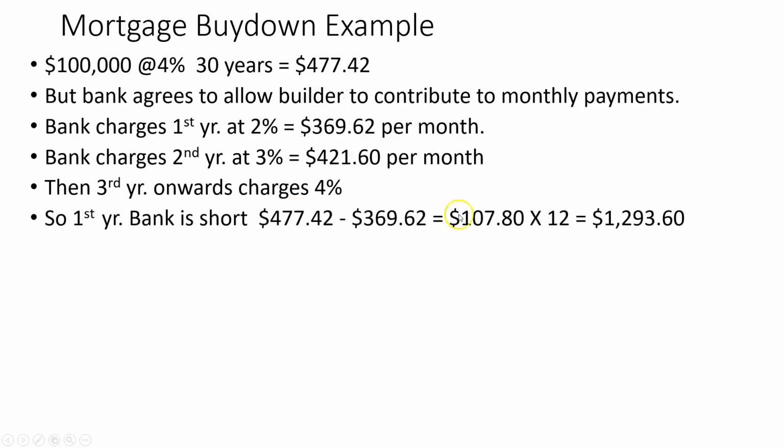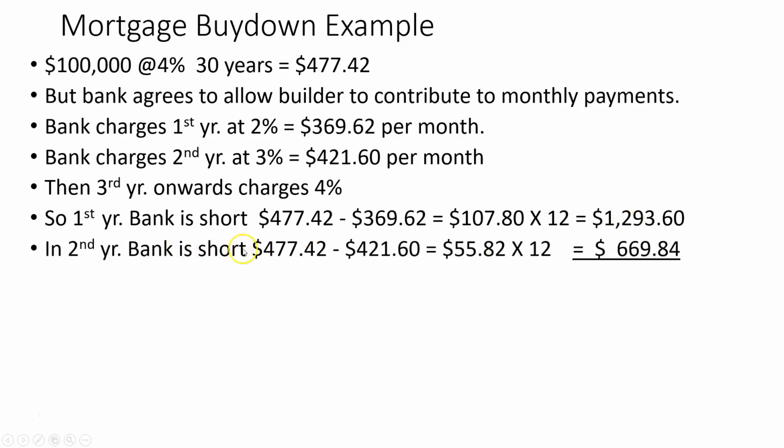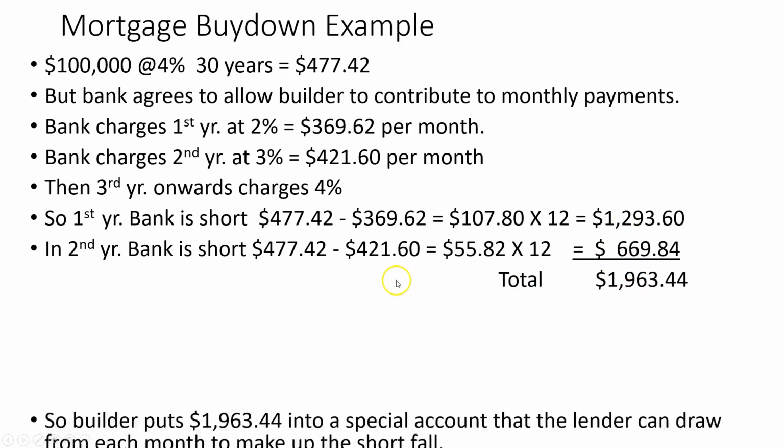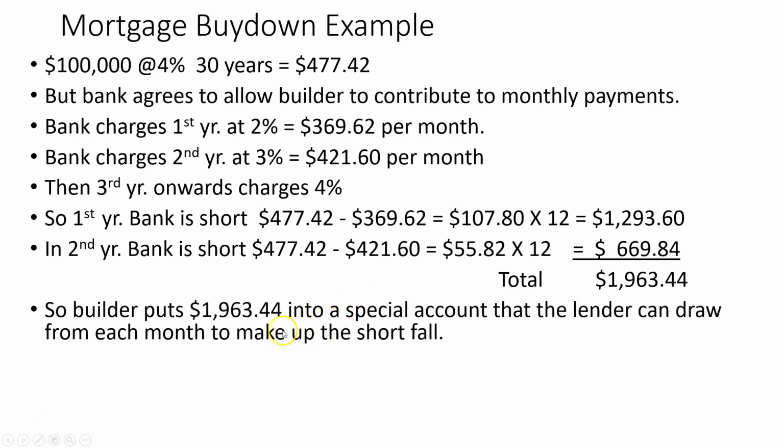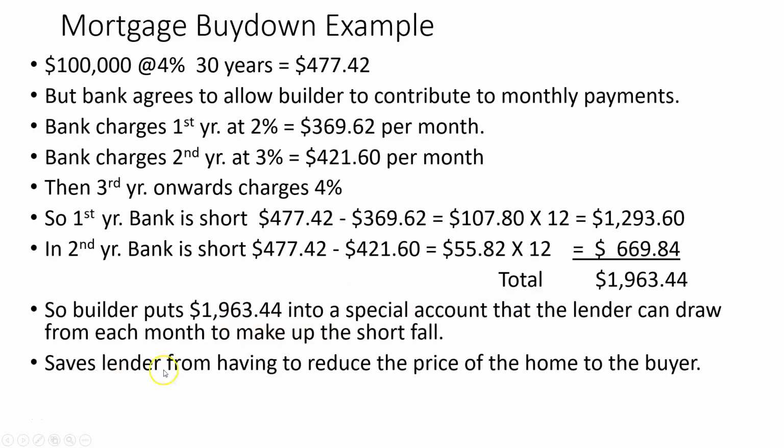We work out what that shortfall is. For the first year, we can see they're short $1,293, and on the second year, you can see they're short $669. So what the construction guy will do is put into escrow about $1,963, which the bank will draw off of on a regular basis. So the builder puts the money into a special account that the lender can draw from each month to make up the shortfall. And this saves the lender from having to reduce the price of the home to the buyer.